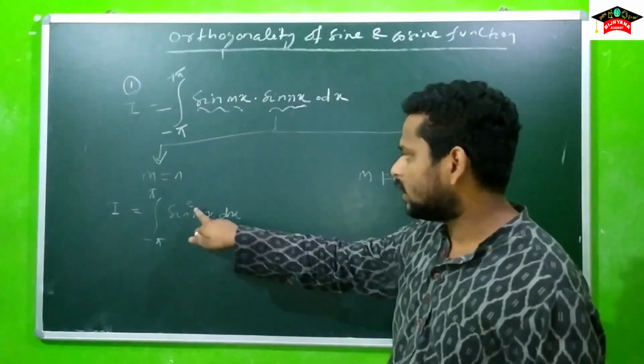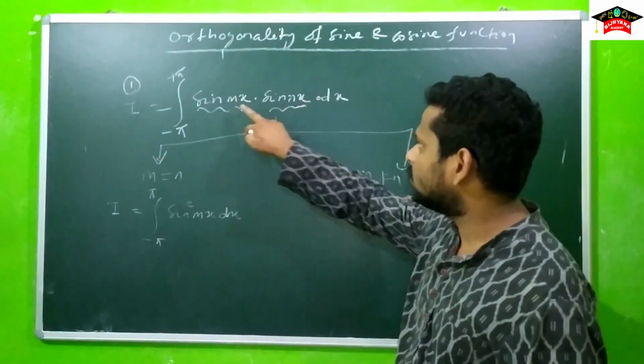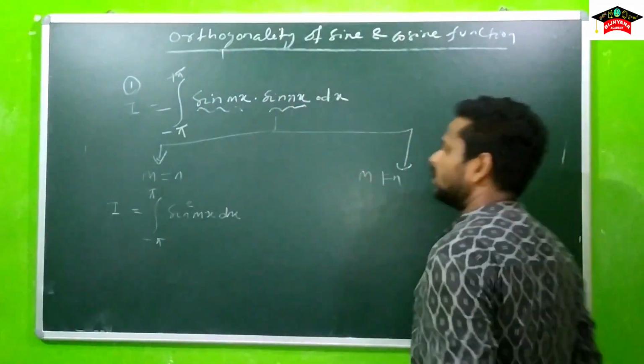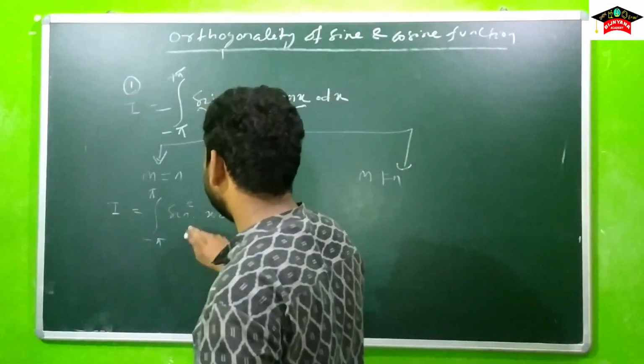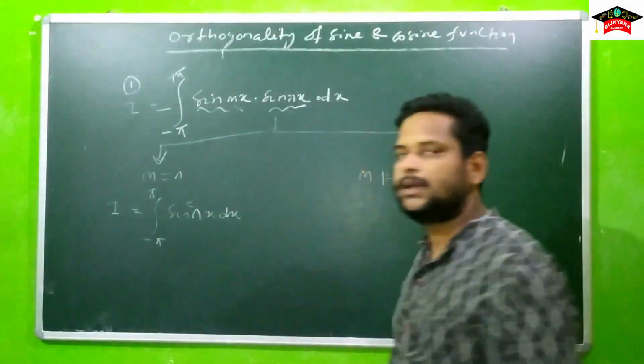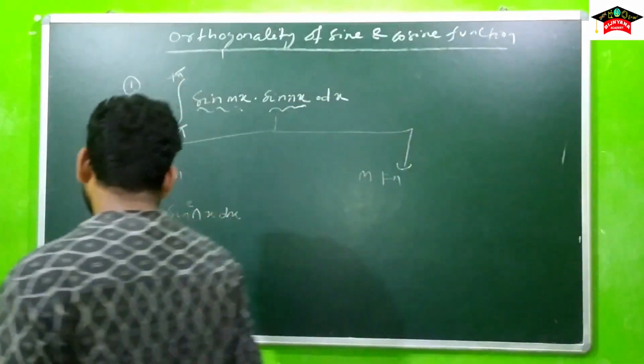This can be sine square mx, or if we put m equal to n, this is sine nx and this is sine nx. So we can say sine square nx. Anyone you can say. This may be sine square nx, or this may be sine square nx. So this integration can be done.